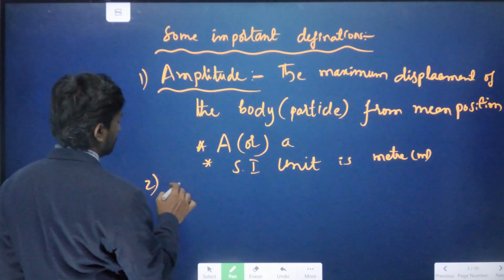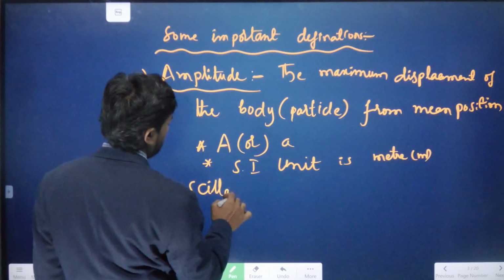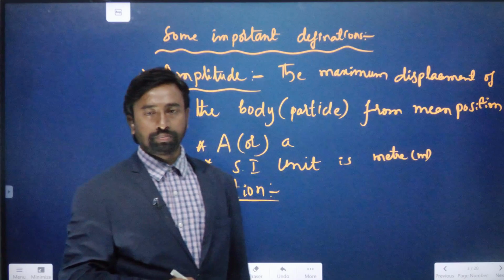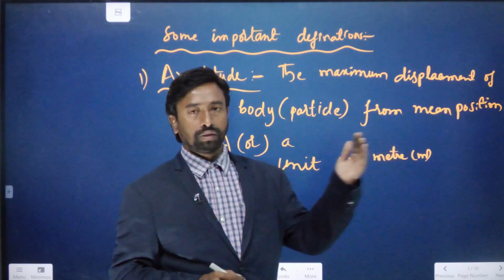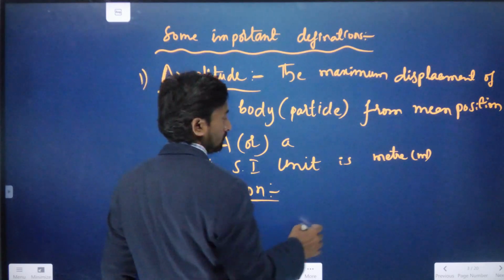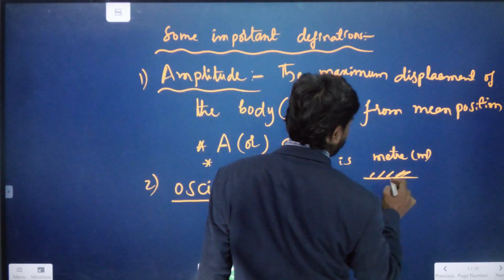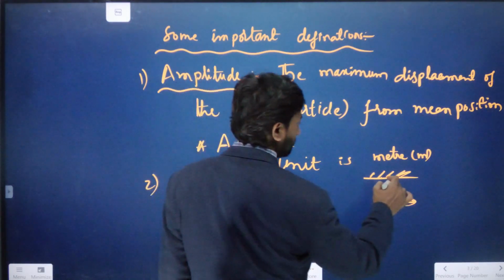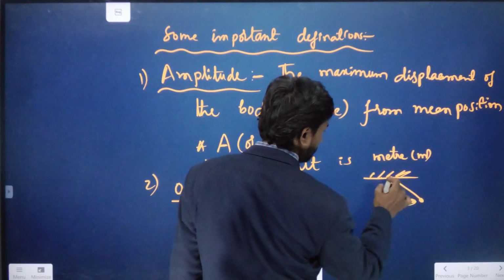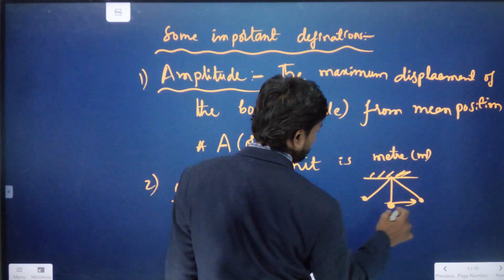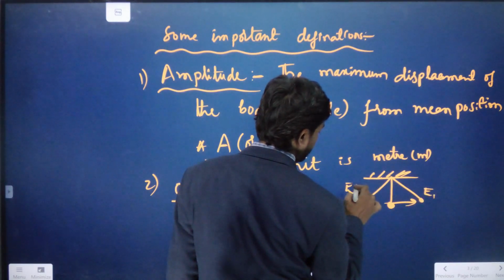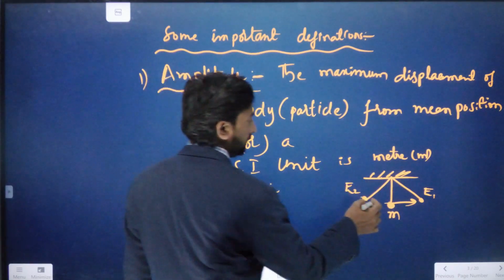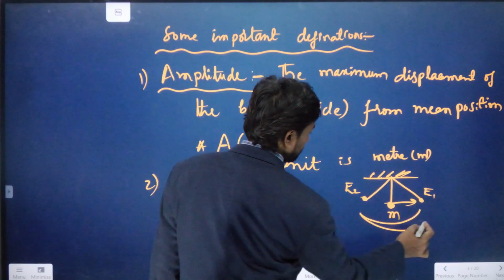The next one we need to understand is oscillation. Oscillation is one complete to and fro motion of an object, one complete forth and back motion. Suppose we take the example of a simple pendulum pulled towards the right side and released. It will oscillate towards the right side and towards the left side. These are the extreme positions, E1 and E2, and this is the mean position. It will keep on oscillating like this.